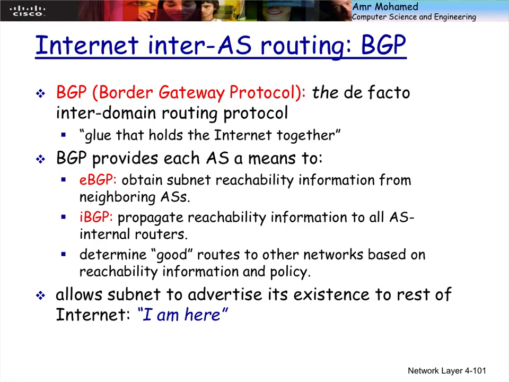And border gateway protocol is the one that glues all these autonomous systems together. Border gateway provides the means to have exterior border gateway protocol. This is the one which is responsible for facilitating the highway communication between the autonomous systems.